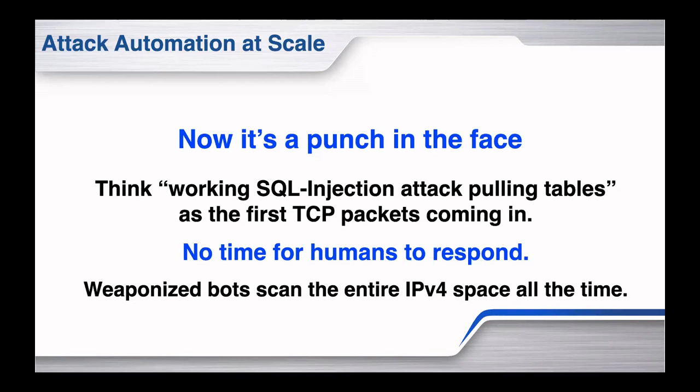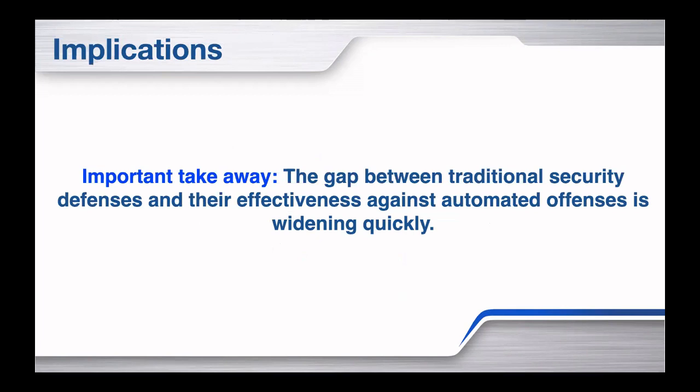The other important thing here is there is literally no time for humans to respond. I mean, there's just no way. It's too fast. The attack completes its entire cycle of getting in and starting to pull data in like 25 to 250 milliseconds. There's no way you're even going to get that written to a log before it's already going over. And as I mentioned, weaponized bots do scan the internet's IPv4 addresses all the time.